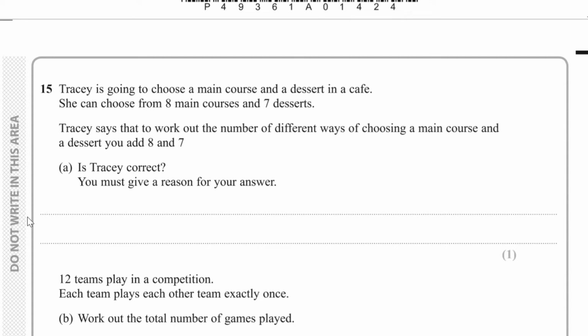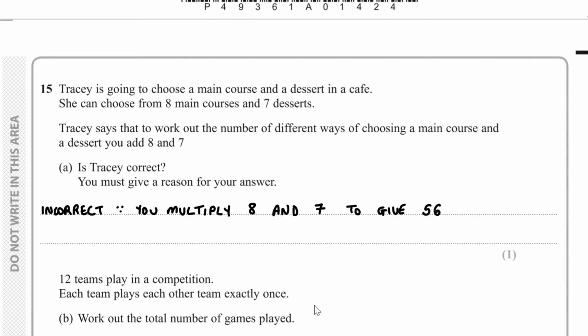Well, clearly here we need to use the product rule of counting, and of course if we do that we need to multiply the 8 and 7 to give 56, so she's incorrect. So you multiply the 8 and 7 to give 56. And now for part B, 12 teams play in a competition. Each team plays each other team exactly once. We have to work out the total number of games played.